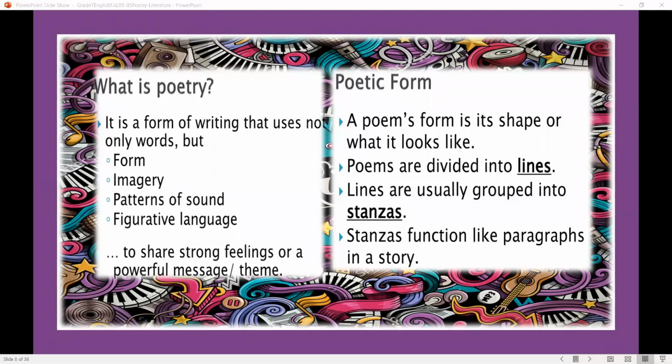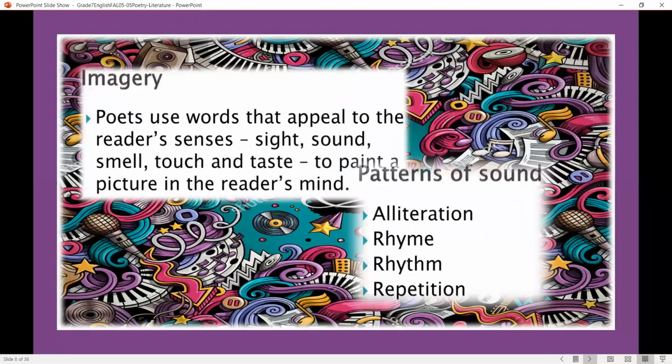So we are going to have so much fun today. Now, imagery. Oh, that's my favorite part of a poem. What can it make you imagine? It can appeal to all your senses, your sight, your sound, and it paints this cool picture in your mind. And then patterns of sound, that's your alliteration, that's your rhyme, that's your rhythm, that's your repetition. Without those things, a poem is really not going to be very interesting. And we need our poems to be interesting.